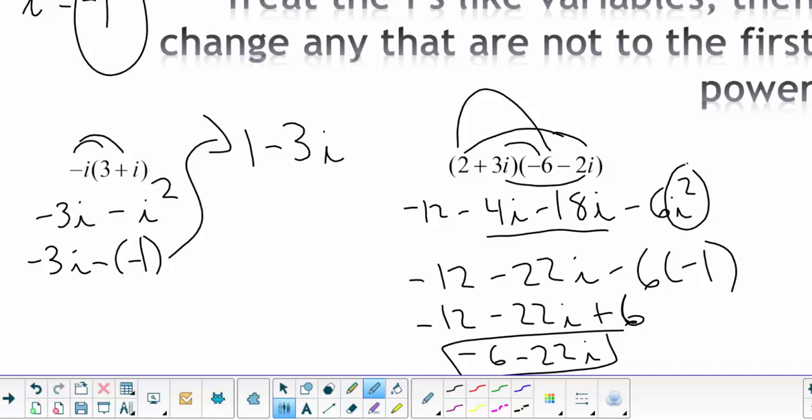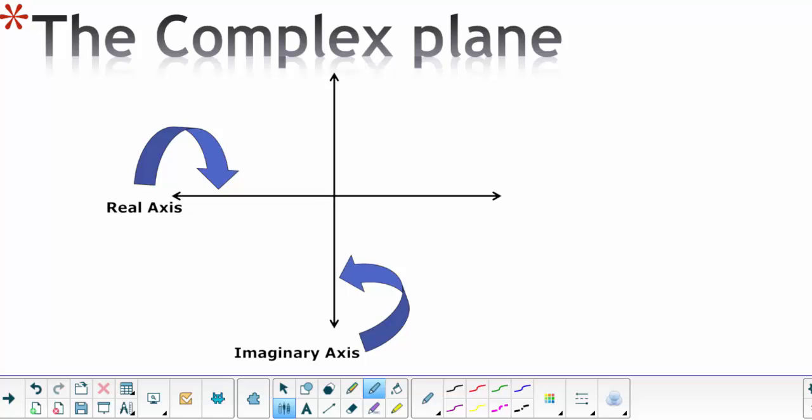So not too bad. The main thing you've got to remember is when you're multiplying, if you end up with an i squared, you need to replace it with a negative 1. And if you end up with an i cubed for some reason, you replace it with a negative i, using those patterns that we talked about from the previous slide. So we can also graph complex numbers, and it's pretty simple. What you think of as your x-axis is what we call the real axis, and what we think of as the y-axis, we're going to consider the imaginary axis.